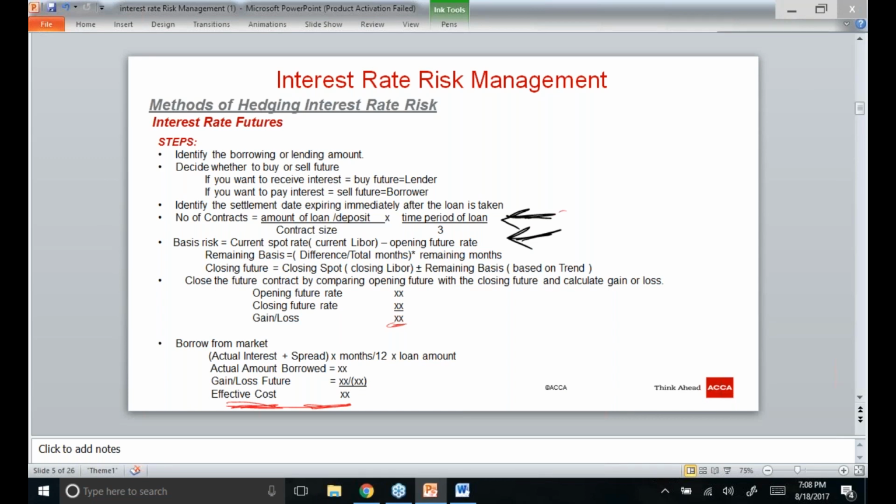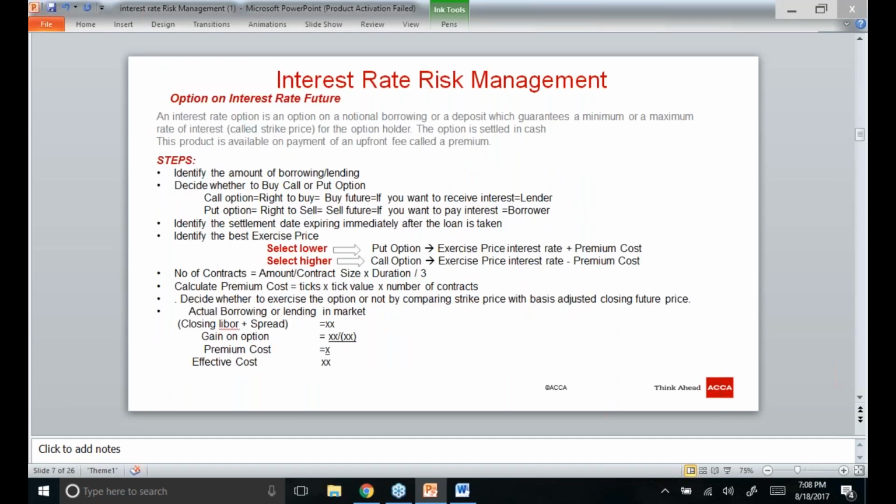Okay, let's move to the next area. That is option on interest rate future.